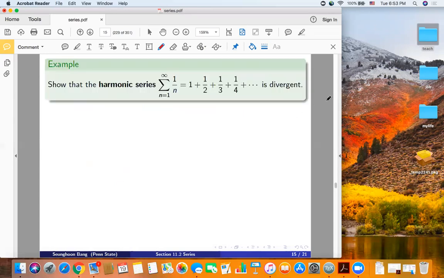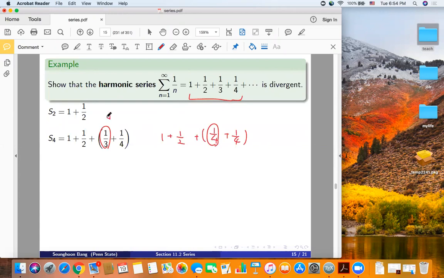The next is the harmonic series. What's a harmonic series? The summation from n equals 1 to infinity of 1 over n equals 1 plus 1 over 2 plus 1 over 3 plus 1 over 4, and so on. We call it the harmonic series. The harmonic series is always divergent. This is the reason. What's S2? 1 plus 1 over 2, right? Add the first two terms. What's S4? You add 4 terms. You can keep 1 plus 1 over 2, and replace 1 over 3 by 1 over 4. Comparing left-hand side and right-hand side, which one is bigger?